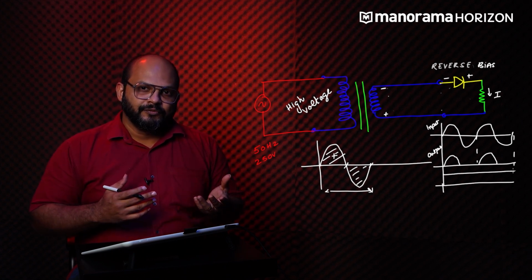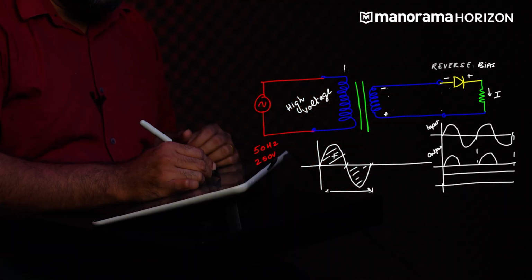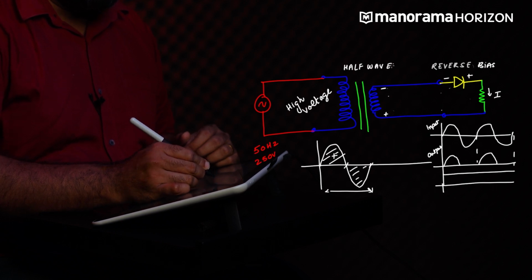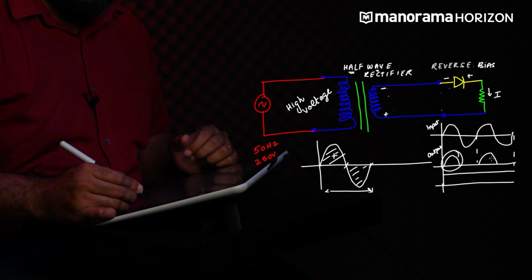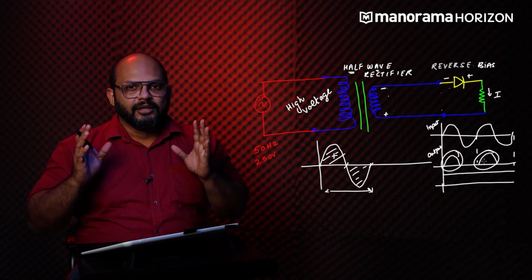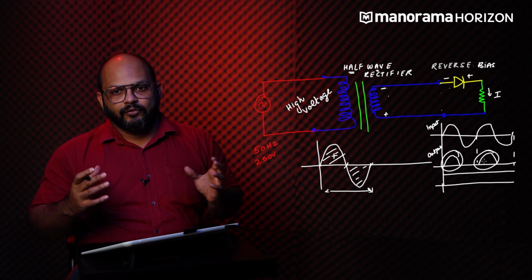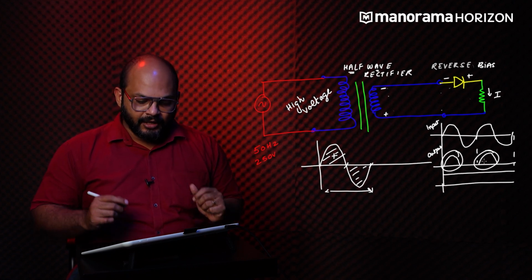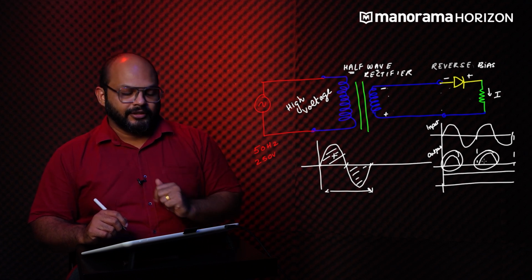To accomplish this, we use a modification of this circuit, because this circuit is what we call a half-wave rectifier. And it is a half-wave rectifier because it is only rectifying half of the input AC waveform. We require a rectifier which will rectify both of the waveforms, the positive and the negative half cycles of the incoming waveform. So how do we do that? We do that by adding one more diode into the circuit. So let's look at a full wave rectifier now.